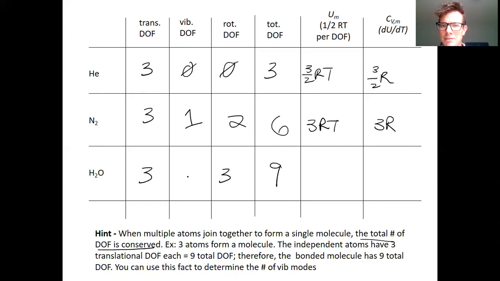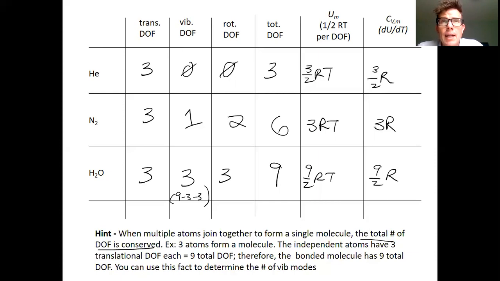By process of elimination, with 3 translational and 3 rotational, I can infer that the vibrational is 9 minus 3 minus 3. All right. That'll be useful when you get to more complex molecules. 9 total degrees of freedom, 1/2 RT for each, 9/2 R. You should be able to determine predicted constant volume heat capacities for different molecules based on the equipartition theorem.